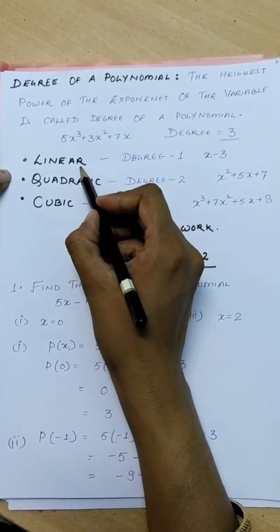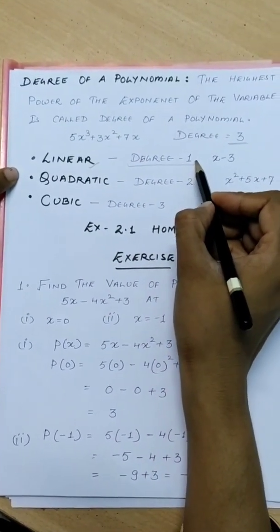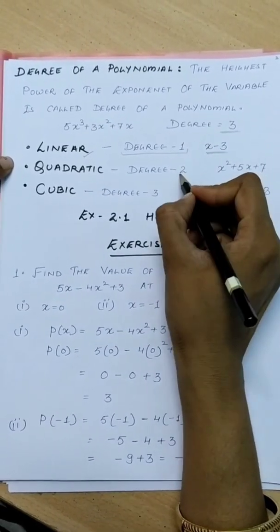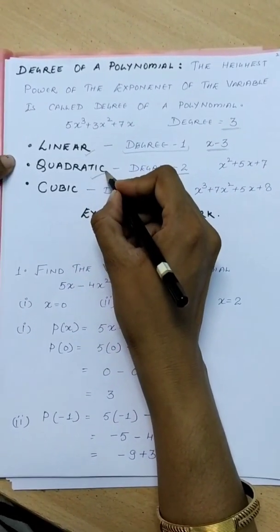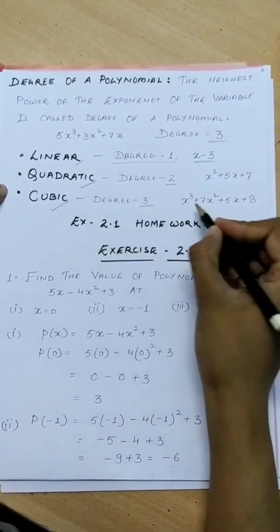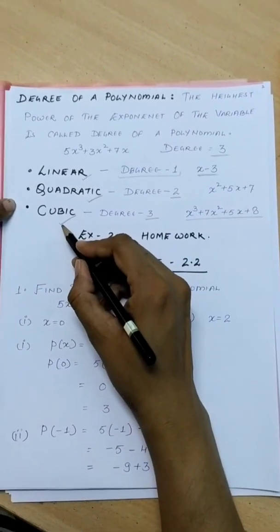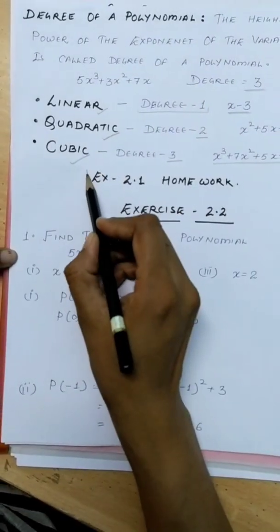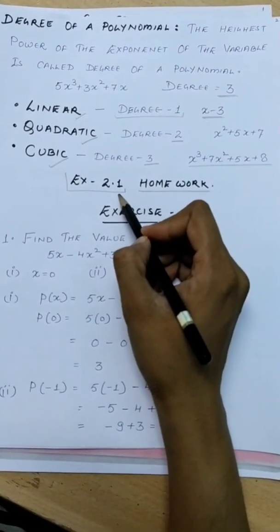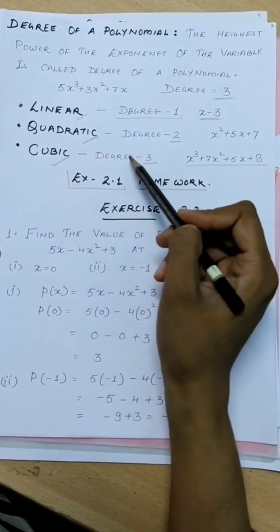Now, what is a linear polynomial? If degree is 1 in any polynomial, that will be a linear polynomial. For example, x minus 3. If degree is 2, that will be a quadratic polynomial. If degree is 3, that will be a cubic polynomial. For example, x cube plus 7x square plus 5x plus 8 is a cubic polynomial. Now exercise 2.1 you have to do in homework, because in exercise 2.1 you just have to recognize whether polynomials are linear, quadratic, cubic, so you can do it yourself.